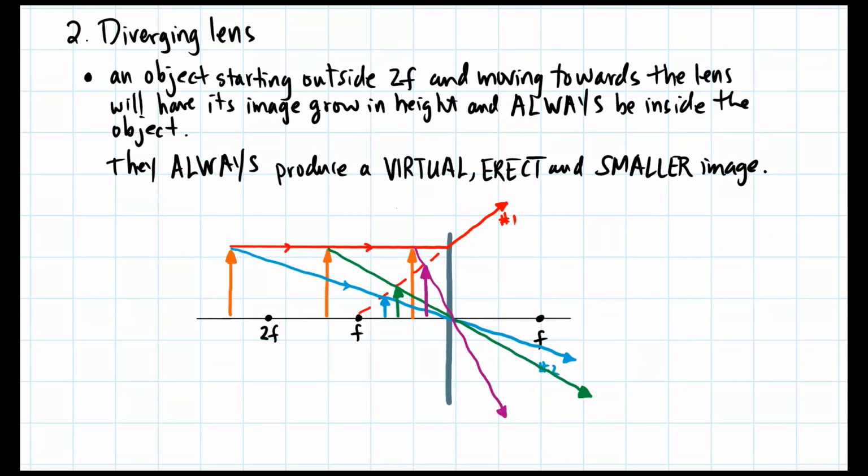Now let's do the diverging lens. Diverging lenses that have objects starting outside of 2f and moving towards the lens will have the image also grow in height, and that image will always be inside the object. They always produce a virtual, erect, and smaller image.